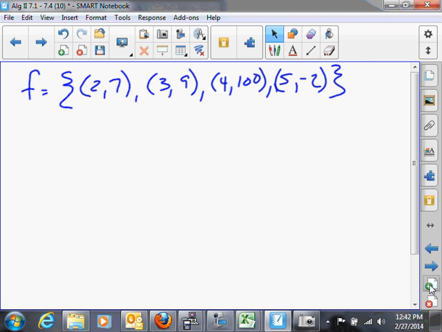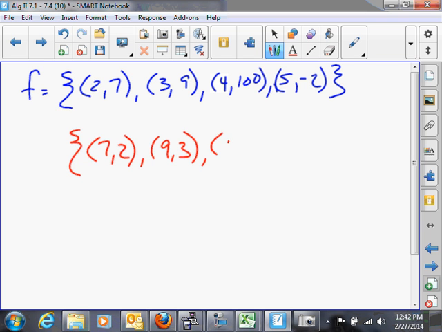Well, the inverse of f would be the set of ordered pairs (7, 2), (9, 3), (100, 4), and (-2, 5). Now, if you're having any difficulty figuring out how I got those, pause the video and look at these two sets of ordered pairs and see if you can figure out how I got that second set from the first set. You paused? Are you back? Did you figure it out?